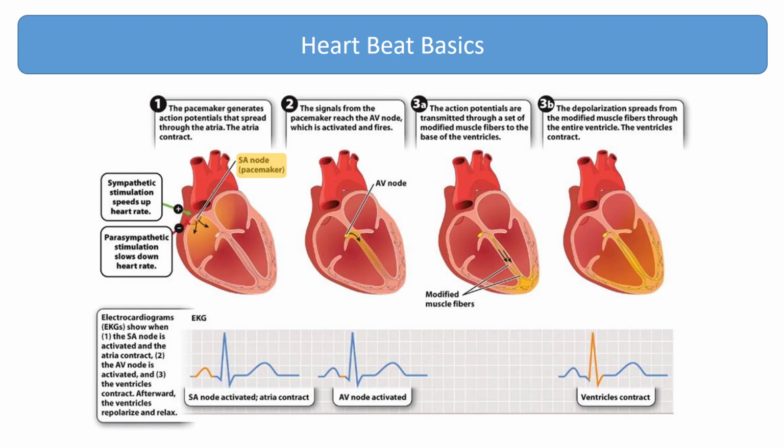Instead, as shown in step 2, the depolarization in the atria reaches a second set of pacemaker cells located in the AV node. A modified set of cardiac muscle fibers transmits action potentials from the AV node to the base of the ventricles. The depolarization spreads throughout the ventricle walls, causing the ventricles to contract at the same time, as shown here in steps 3A and 3B. This delay in transmission from the AV node and through the conducting fibers ensures that the ventricles do not contract until they are fully filled with blood from the atria.